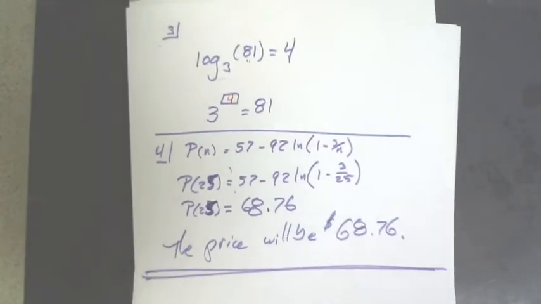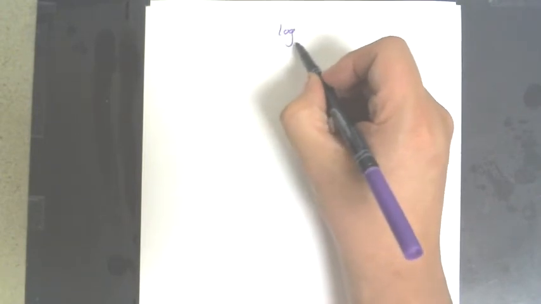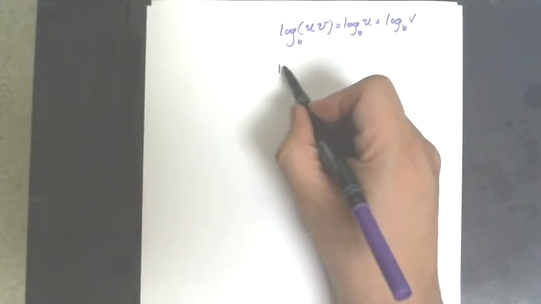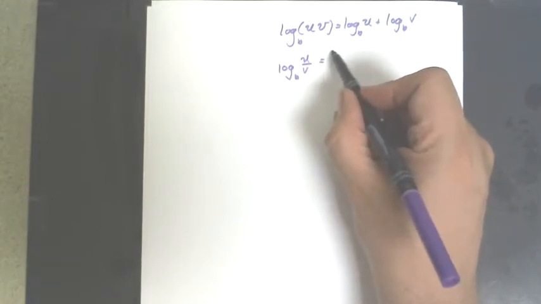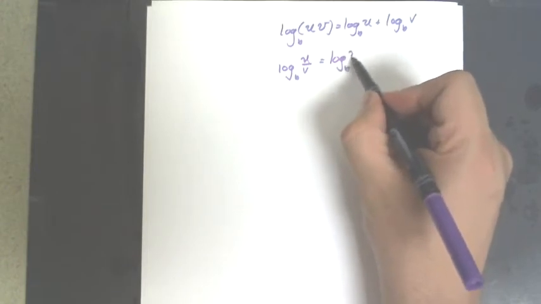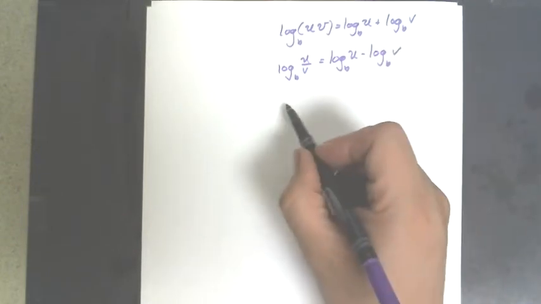Okay, let me get a new sheet here for number 5. For number 5, you're asked to use your properties to expand. And let's look real quick at those properties. You've got log base b of u times v is log base b of u plus log base b of v. You've got log base b of u divided by v, it's a quotient property: log base b of u minus log base b of v.